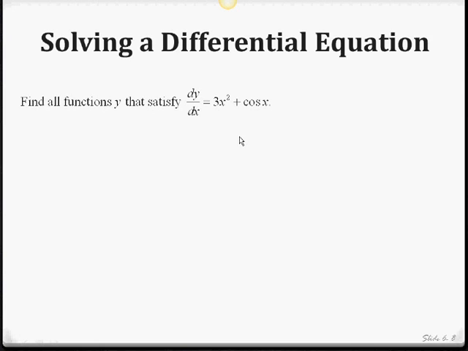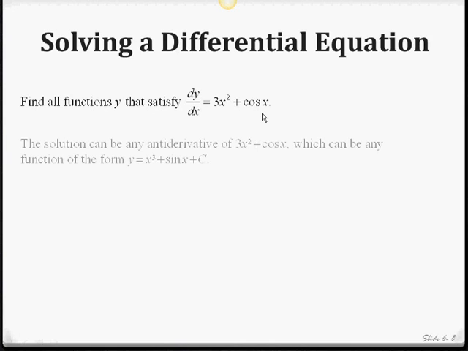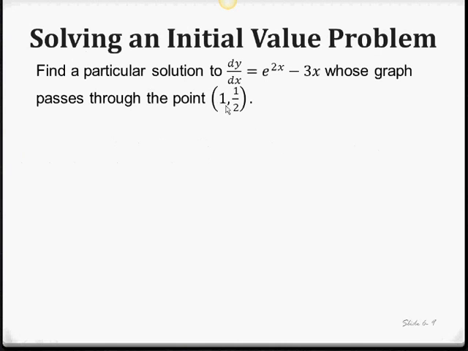If I go through that, I realize this is just the power rule going backwards, so that would be x to the third, and cosine of x is the derivative of sine. So the solution is any antiderivative of that, of the form x to the third plus the sine of x plus c, because it's saying to find all functions y, and that plus c says here is my family of functions that satisfies that differential equation.